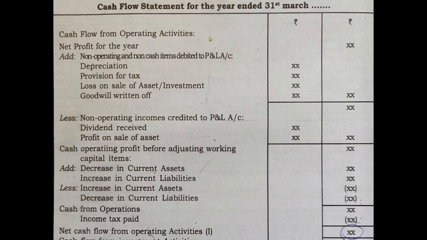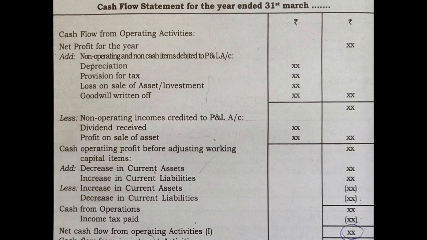That means by adding back non-operating expenses and deducting non-operating income, you will get cash from operations, but this value was found before adjusting working capital items. Working capital items are current assets and current liabilities. That is why we write a peculiar sentence like this: cash operating profit before working capital items. You have got the value after adjusting non-operating expenses and non-operating income. Once you have written down that value, now you have to go for the current assets and current liabilities.